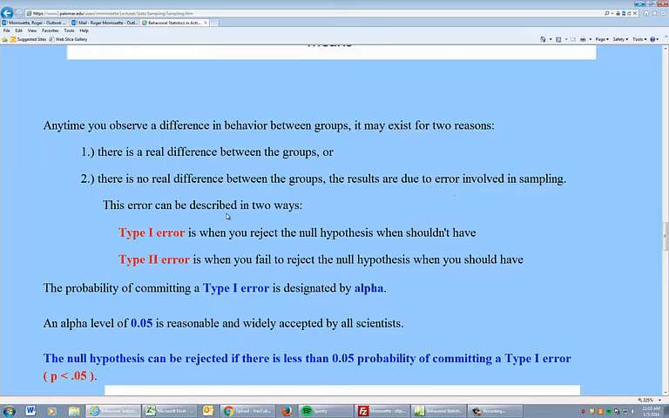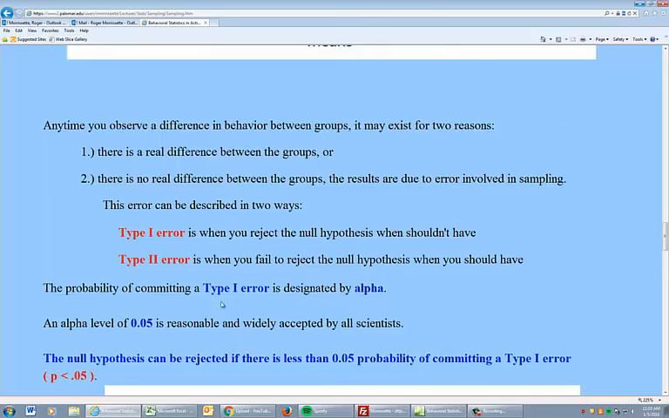And there are two ways of describing the error that can occur. There's what's called a type 1 error, when you reject the null hypothesis, claim something is significant when it really isn't. This is also called a false positive. And a type 2 error is when you fail to reject the null hypothesis. You claim something wasn't significant when it really was. So this is called a false negative.